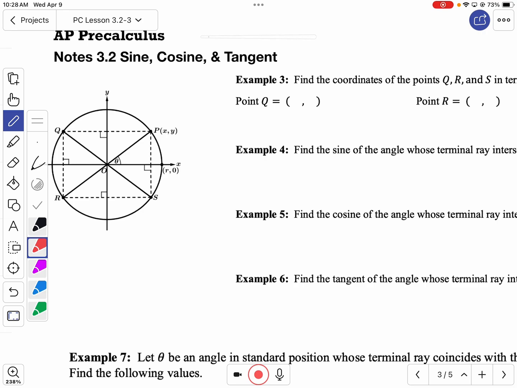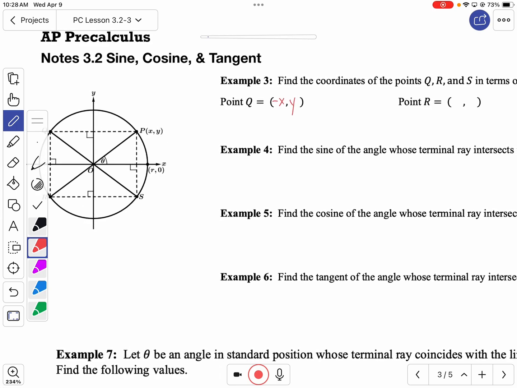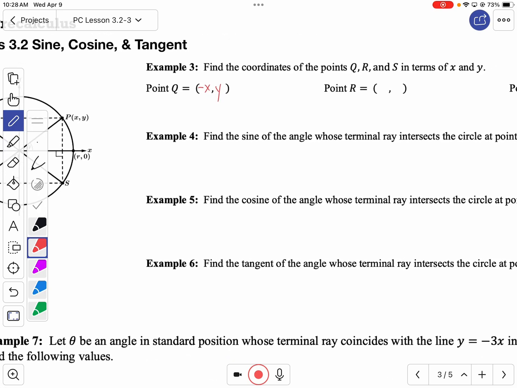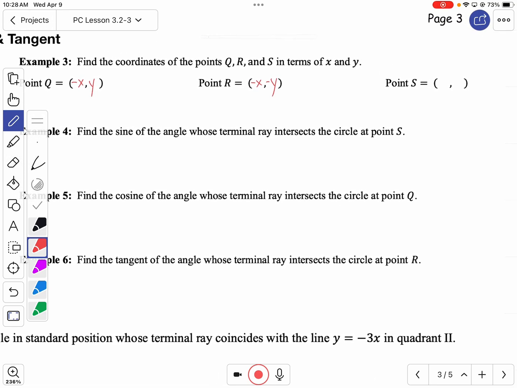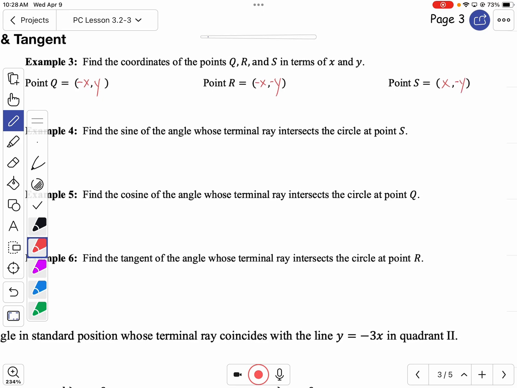Okay, so point Q is in the second quadrant, so it would be what coordinates? -x, +y. Point R is in the third quadrant, -x, -y. And then point S is in the fourth quadrant, so x, -y. Okay, so we all good with those points, where they came from?